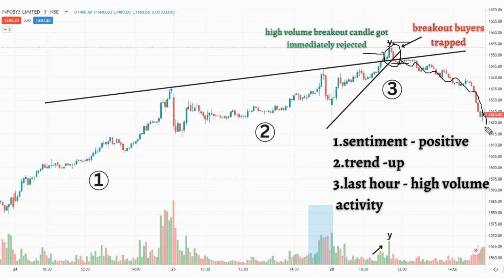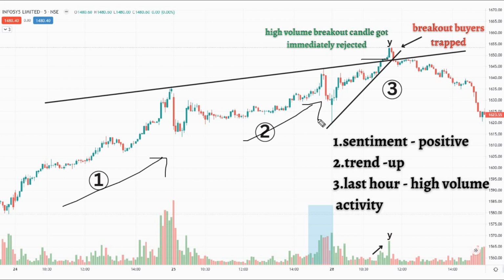Why will we not enter on this breakout? Please do comment down below why we will not enter here on this breakout. Because in the previous 2 days prices have moved up significantly towards the upside without much correction. This is very, very important. Without much correction, prices have significantly gone towards the upside.